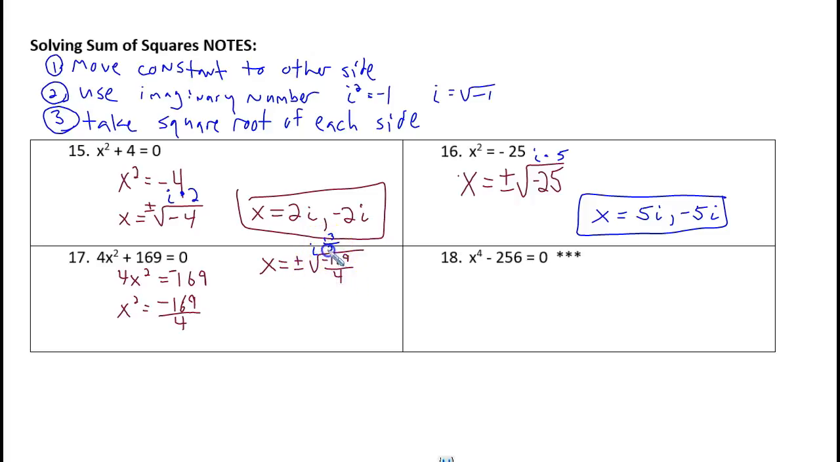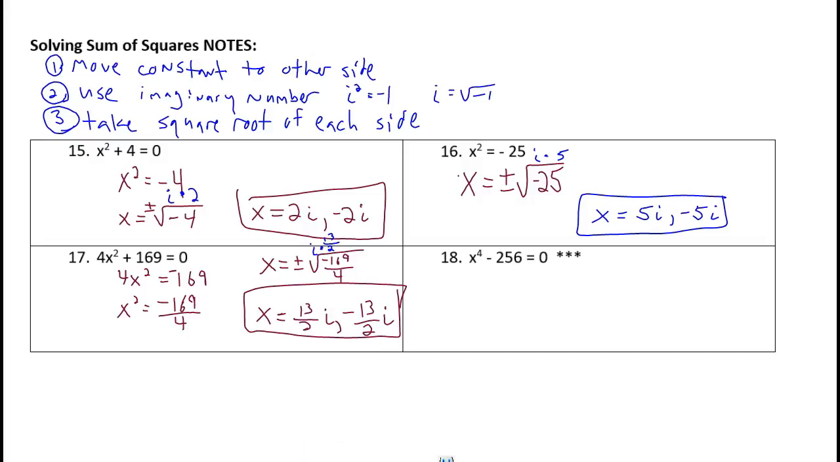the square root of 4 is 2. So when you have a fraction that's all under the square root, you want to take the square root of the top and the bottom. So I've got i times 13 over 2. Well, we'll just rewrite that as positive 13 over 2, i, put the i second, and negative 13 over 2, i. So we get both of those solutions listed out. We want to take the square root of the top and the bottom, and the negative is going to come out as the imaginary number i.